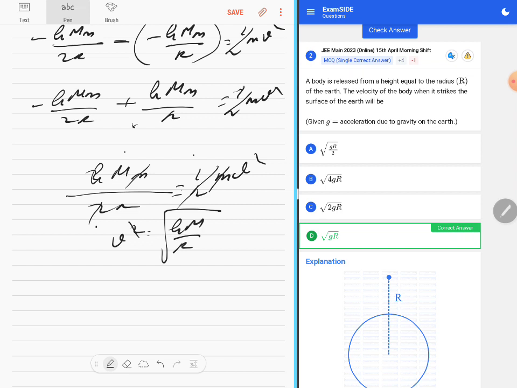I am looking at the options, not working. I know GM can be replaced as small g into R square by R. So therefore root of gR is the right answer. So let's go to next one.